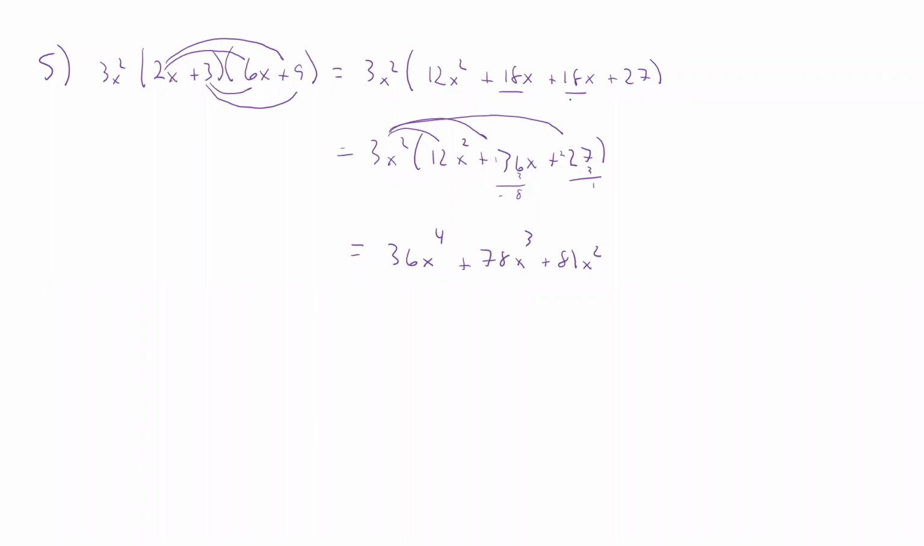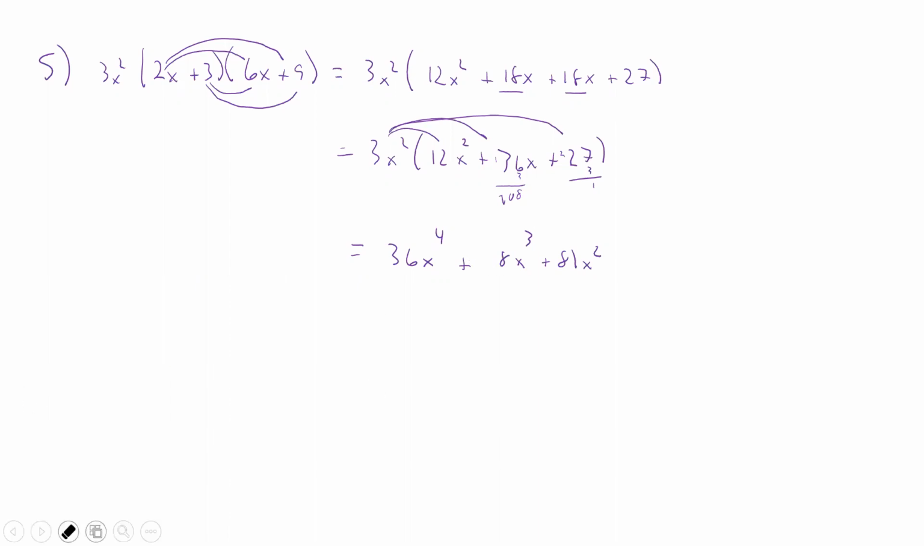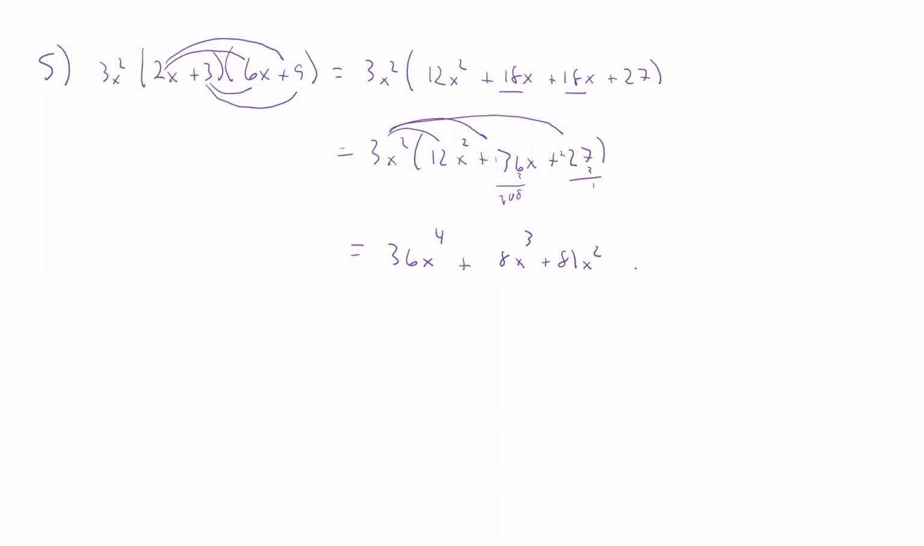Wait, that doesn't look right. Oh, that's 10, 108. All right, so let's erase 78 and put a 108. So yeah, it's 9 plus 1, 10. Okay, 108. So that looks better. Okay, so that would be when I do the FOIL first, followed by multiplying by my monomial at the end.